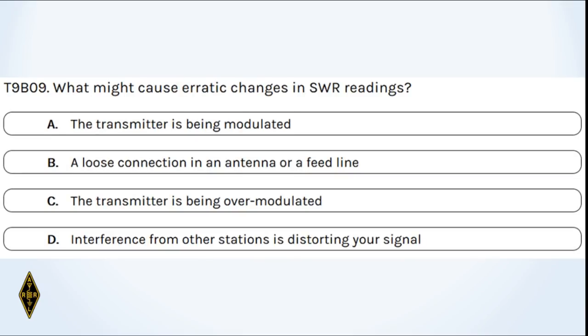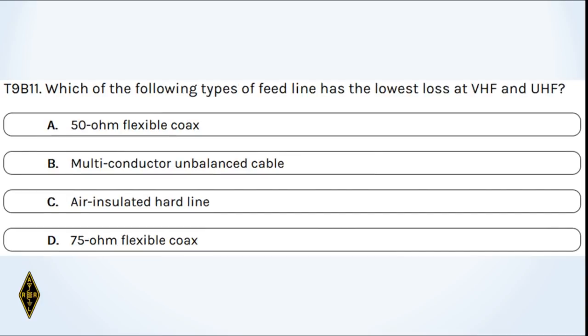And what might cause erratic changes in SWR readings? Think about this. We looked at that open circuit and then that short circuit, and we saw waves being rebounded. If you have a loose connection, that's either going to be open or shorted, and it's going to cause all sorts of issues.